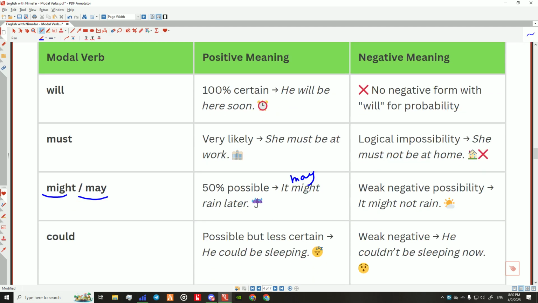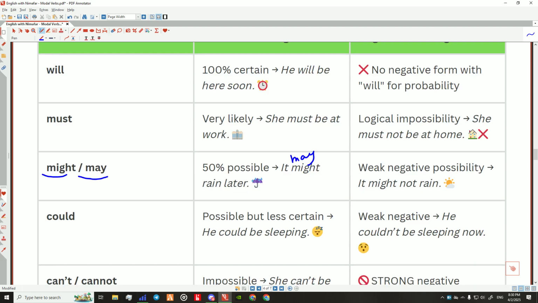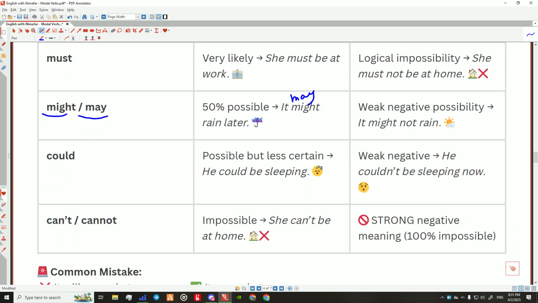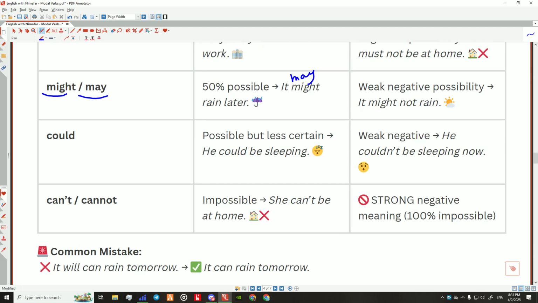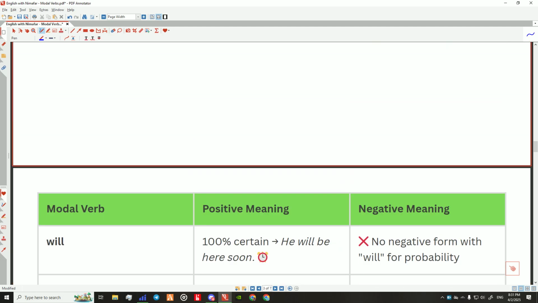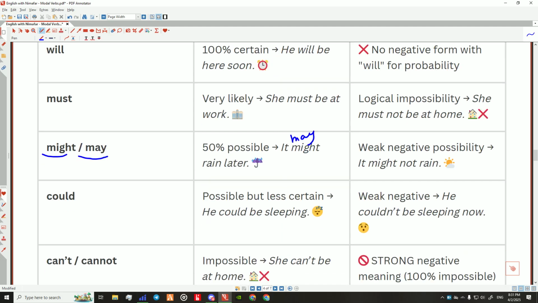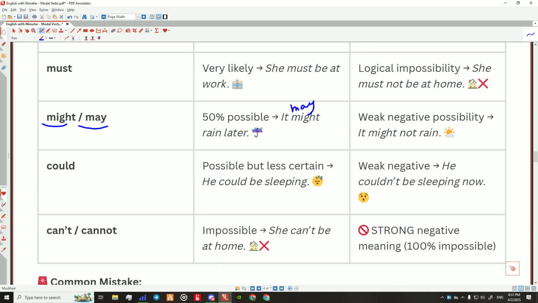Here we have, for example, logical impossibility, like she must not be at home. They are not really common. Or it might not rain. So of course you can negate it. Or he couldn't be sleeping now or something like that. Generally we use such verbs, and mostly when we say possibility and probability we mean may and might. Of course other modal verbs can help us in this case, but technically these two play a key role in this topic.